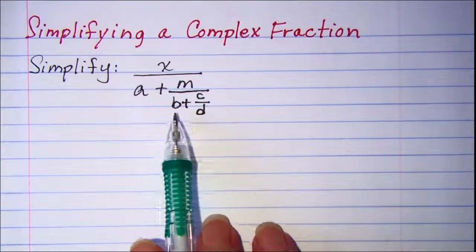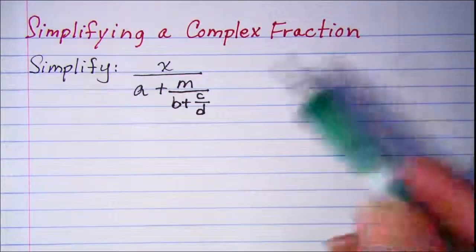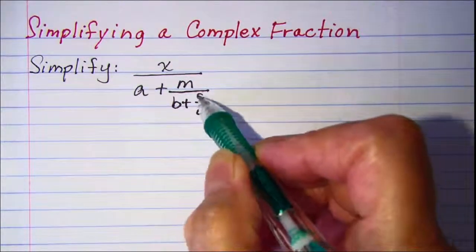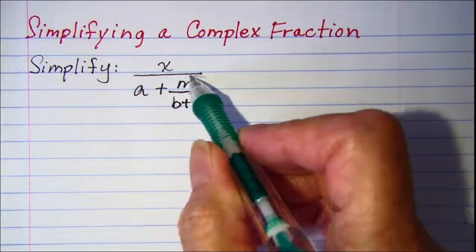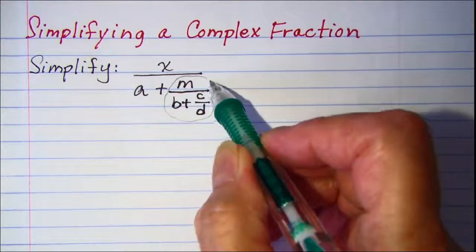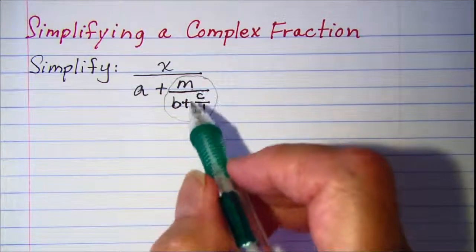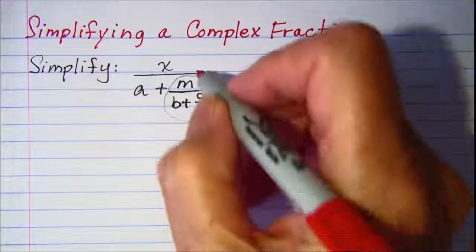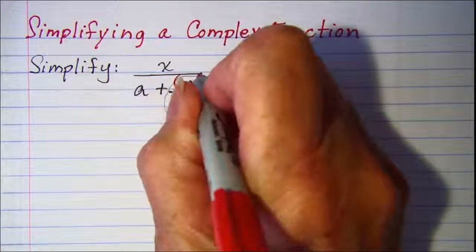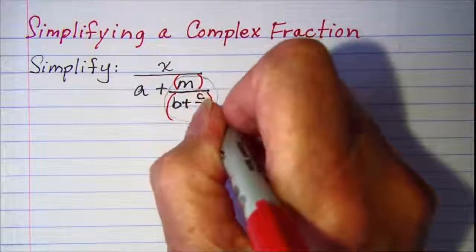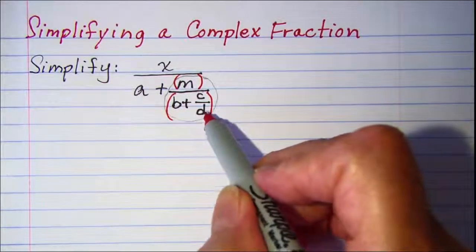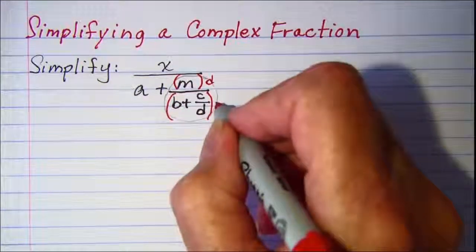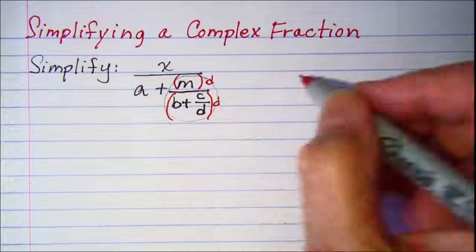Now for this type of complex fraction, we want to start on the inside, and we notice that we have this fraction, c over d, within this fraction. So we want to start by simplifying that first. There's several ways to do that, but my preference is to multiply the top and bottom of this fraction by the denominator, d. So I'm going to multiply up here by d and down here by d.